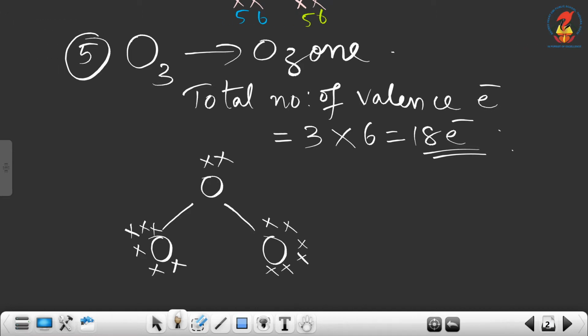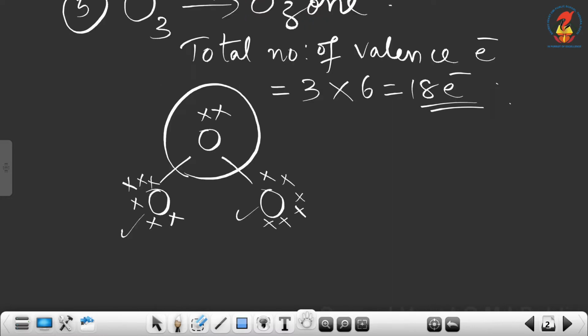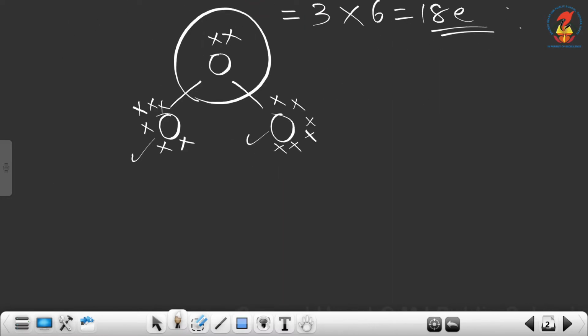But you can see that the octet around the central oxygen is incomplete. It has only 6 electrons. So what has to be done? We have to move to multiple bonding. That electron pair can be shared by this oxygen or by this oxygen. So how many possible Lewis structures do you have? 2 possible Lewis structures. One is this. And complete the octet around oxygen. 1, 2, 3, 4. Now this oxygen. This is one Lewis structure.